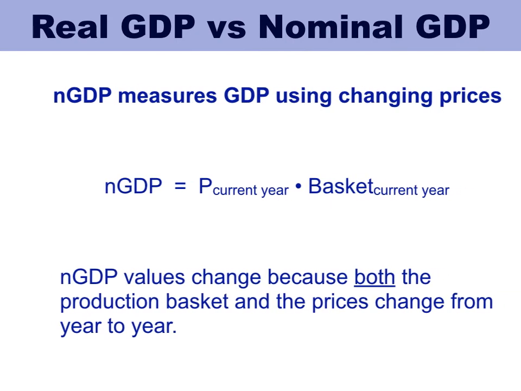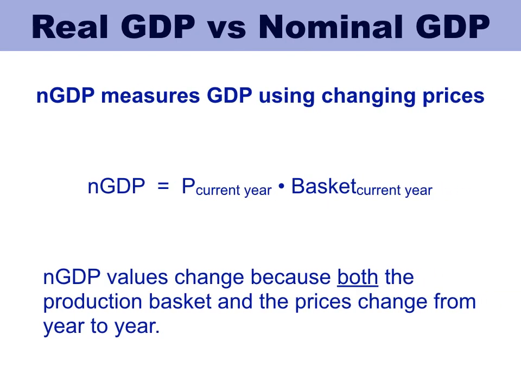Looking at nominal GDP, we are going to use the current year price multiplied by the current year basket. So nominal GDP changes because the prices change. Oh, the prices change? Well, changing prices, that means nominal. And the basket is changing. So when we see a change in nominal GDP, that change comes about because prices and the basket size have changed. That's what makes it nominal, because we are including the inflation.